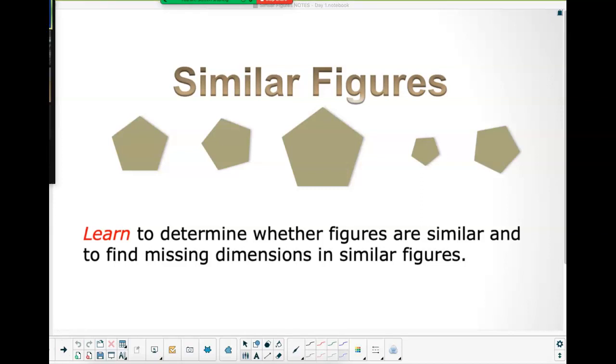Okay, similar figures is very much solving proportions yet, but we're looking at shapes. So a little bit of geometry. We're going to be able to determine whether figures are similar and find the missing dimensions in similar figures.